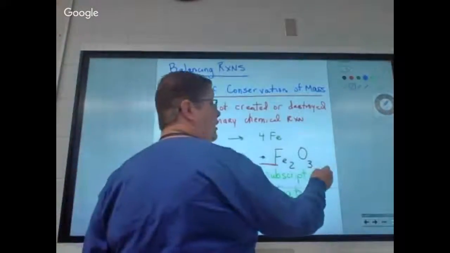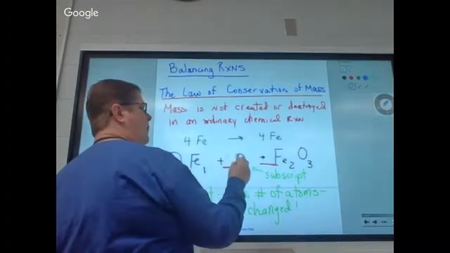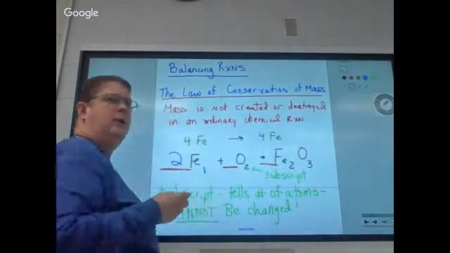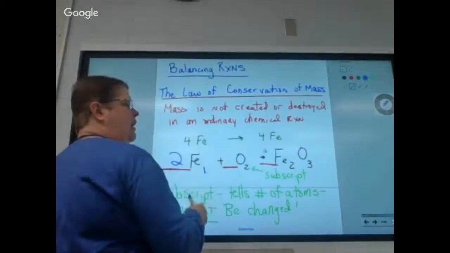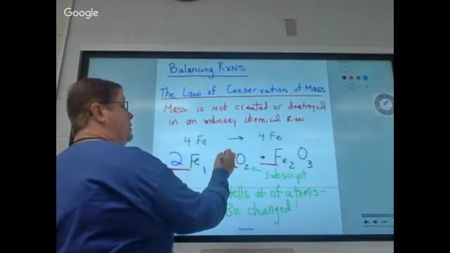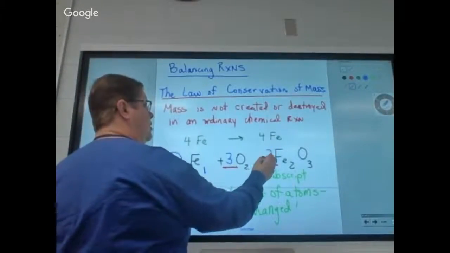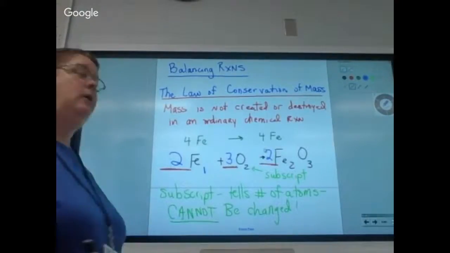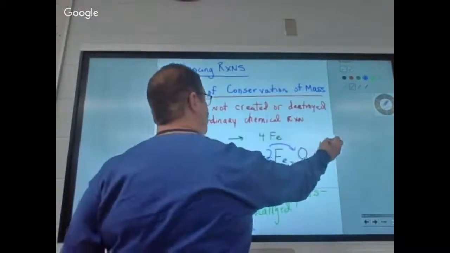Now, my oxygens. I have how many oxygens here? 3. I have how many here? 2. So if I need 3, can I multiply by 2 and get 3? No. Can I multiply by 3 and get 2? Of course not. So what number do 2 and 3 have in common? 6. Can I get 6 O's here? What would I put? 2. Now, when I put a 2 there, what happens? It changes the Fe because that made 6 oxygens.